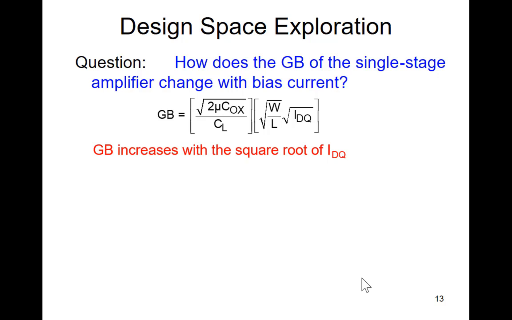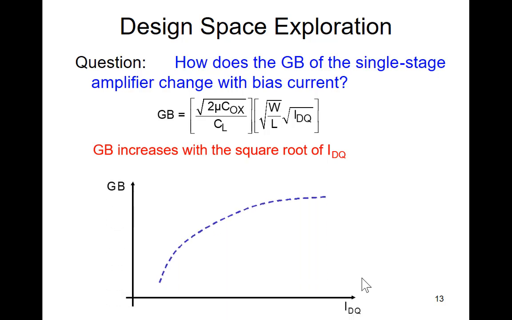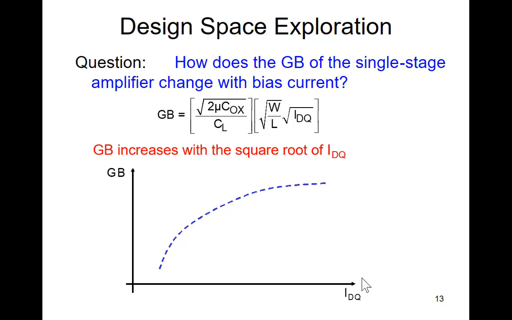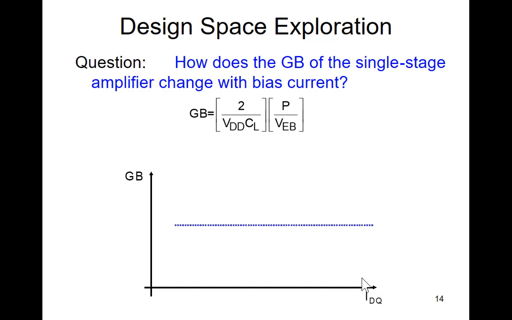I think that's a concern, isn't it? So if you plot GB versus IDQ, it suggests this is happening. I can also write GB this way. And now ask the question, how does GB change with bias current? Doesn't. There's no bias current in that expression. So GB is independent of IDQ.